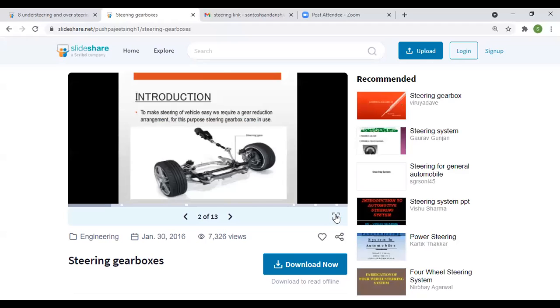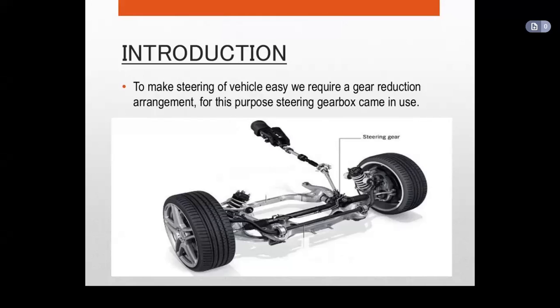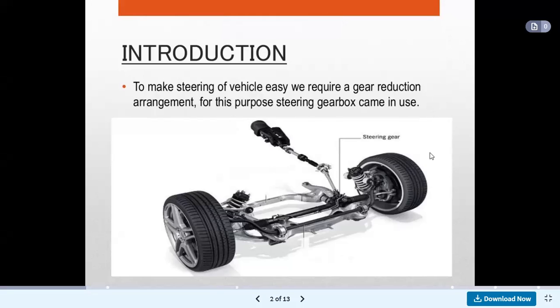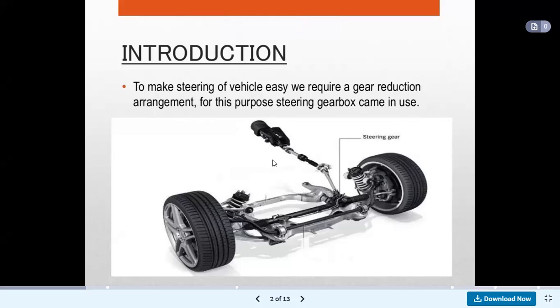Now we'll see the steering gearbox. The next topic is the steering gearbox. In this case, to make the steering of the vehicle easy, we require a gear reduction arrangement. For this purpose, the steering gearbox came into use. This is the gear location. This is the steering column. A lot of linkages are available, and at the end of the steering column, the steering gear is located.